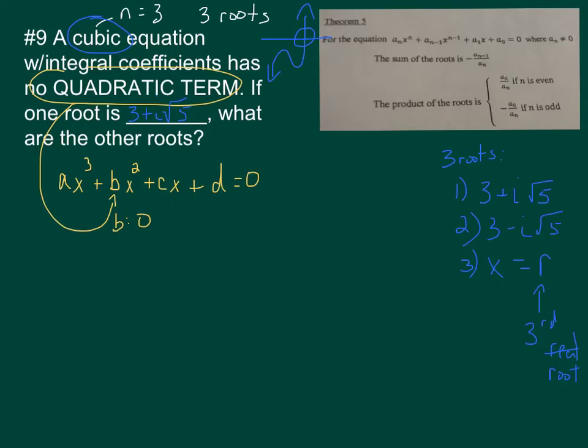All right, let's use what we know here. What do we know? Well, we know the sum of the roots is defined by the opposite of the second coefficient divided by the leading coefficient.